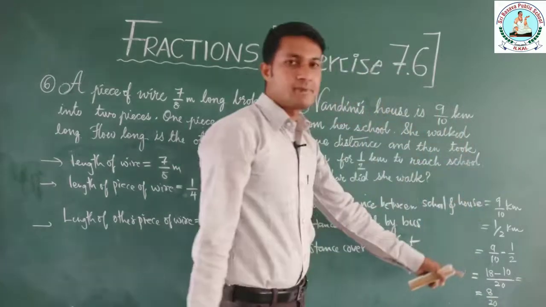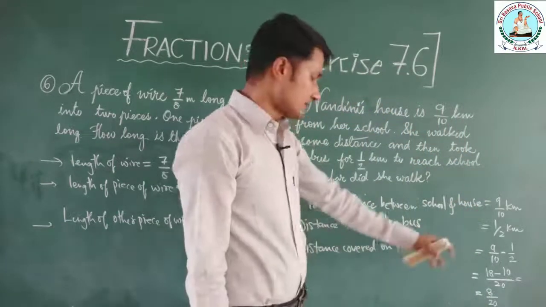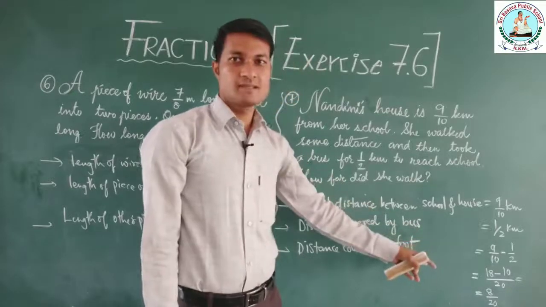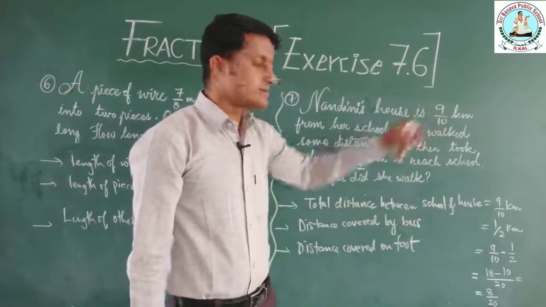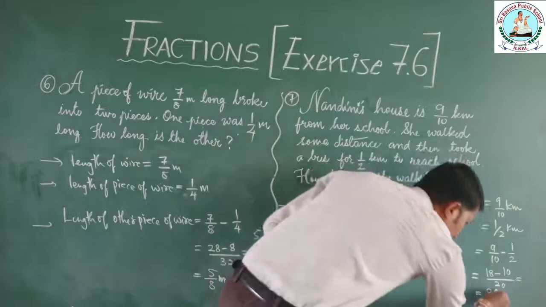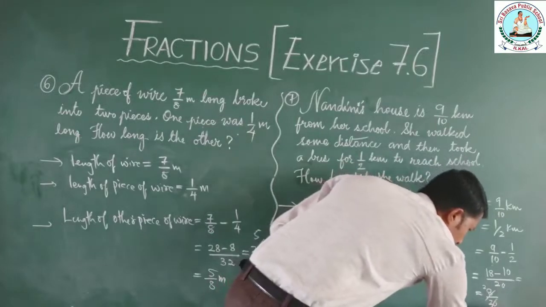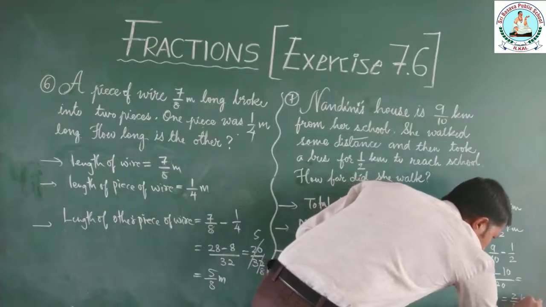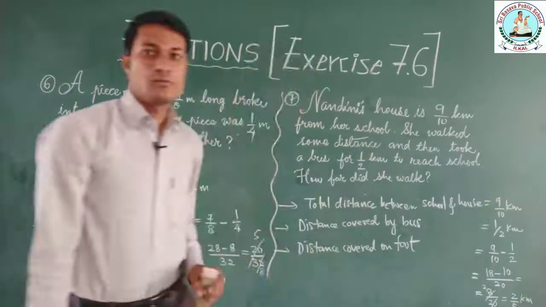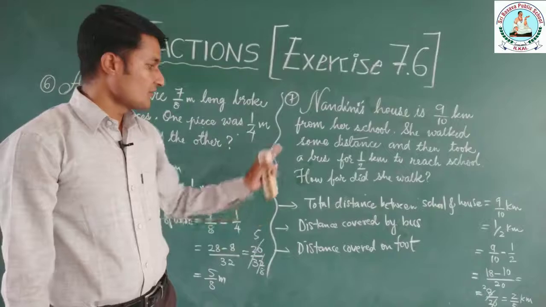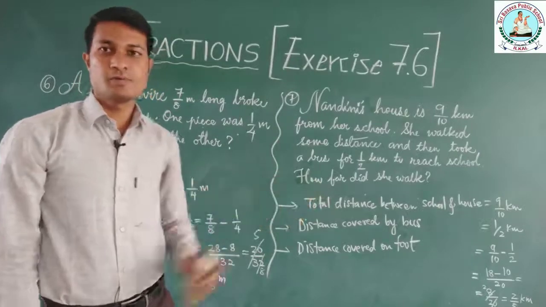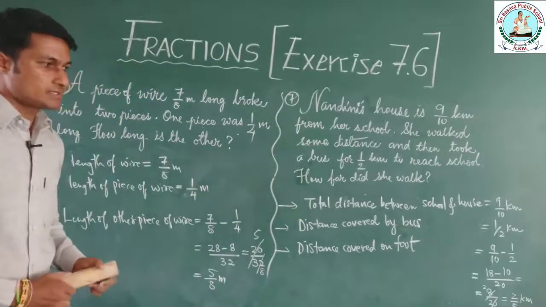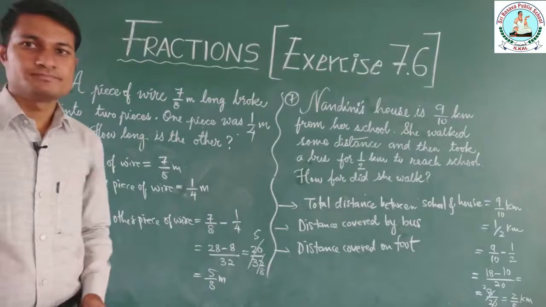So still you can simplify this, or else you can leave it as it is. But I am going to simplify this because these values are also simple. So that's why 4 2s are 8, 4 5s are 20. So that 2 by 5 kilometer she walked on foot to reach from her home to the school. So this is how you can solve the problem.